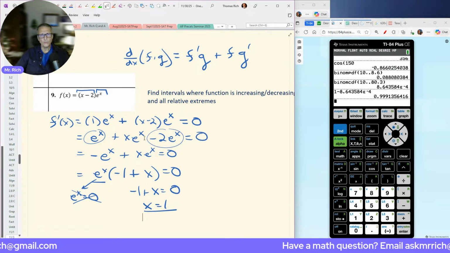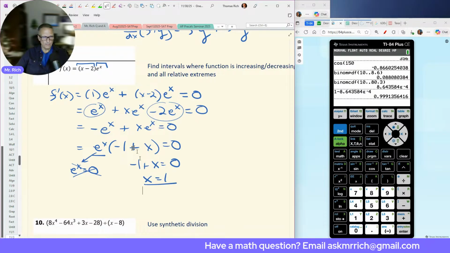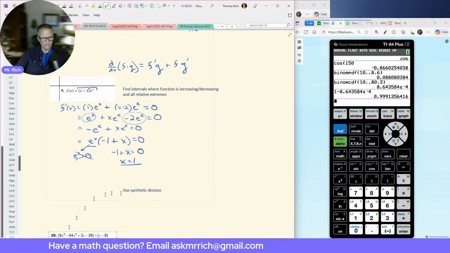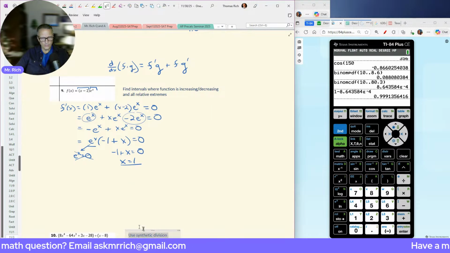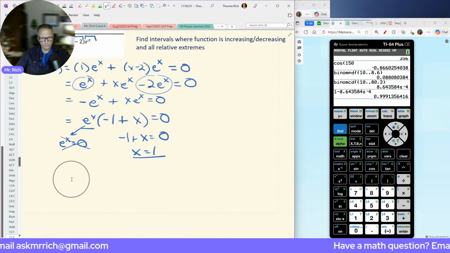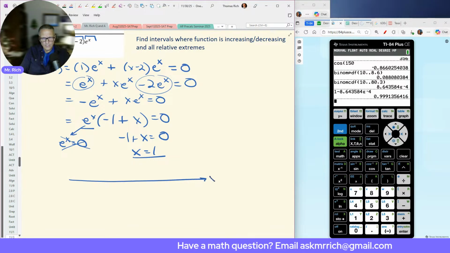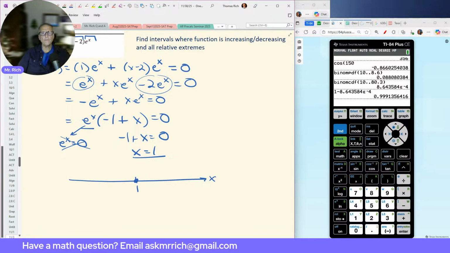What we're going to do to answer our question is, first of all, I'm going to move these guys out of the way, and we'll answer that next. But what I'm going to do is draw an x-axis and plot my critical value of 1.